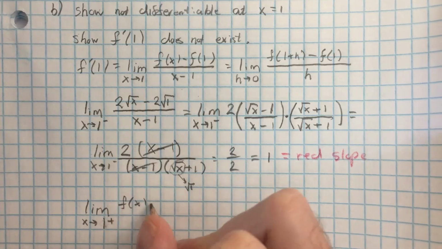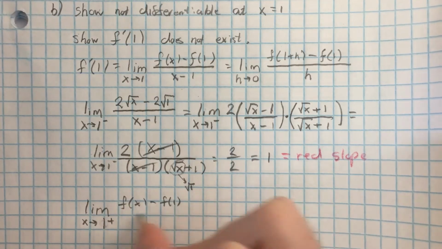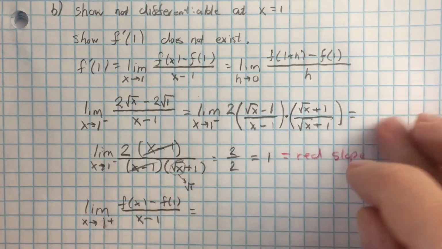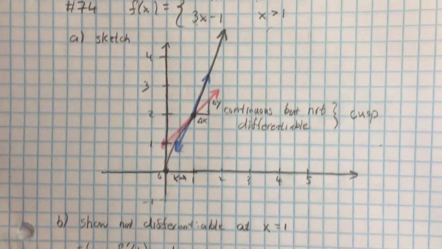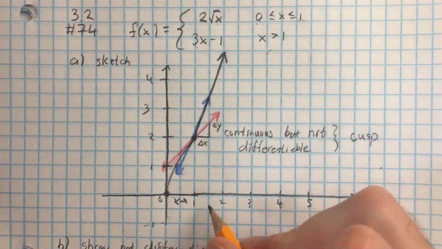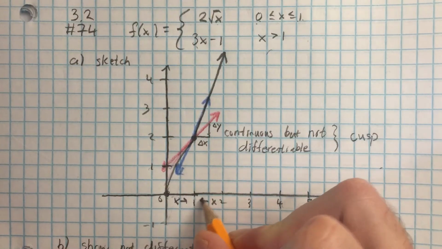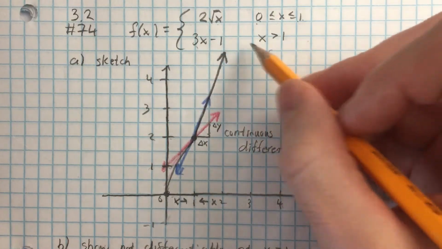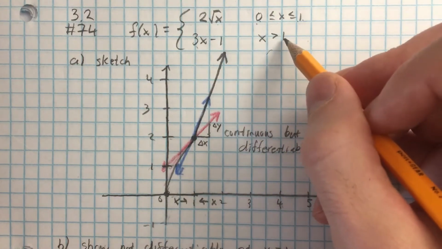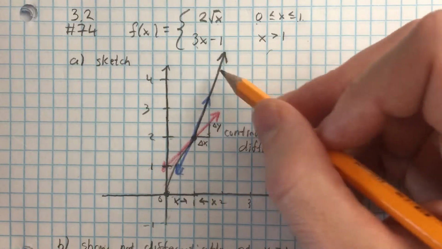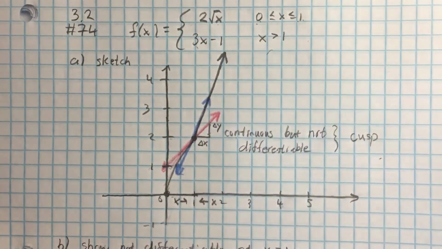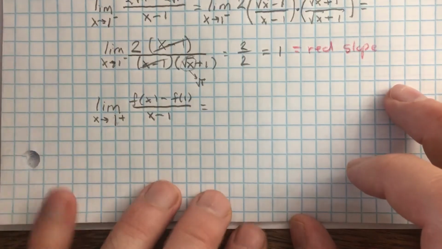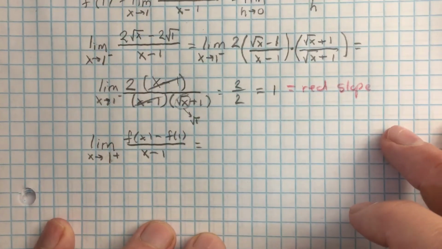f of x minus f of 1 over x minus 1, but this time we are to the right of this location. X is approaching 1 from the right, so therefore we are on the 3x minus 1 part of this curve, right? Even it says here x is greater than 1, we're to the right of 1, so we're on 3x minus 1. We are now on the linear portion here, so we need to reflect that in our choice of function rule down here.